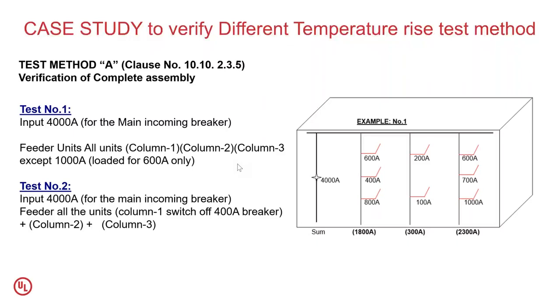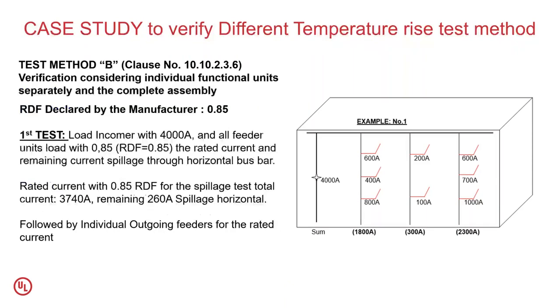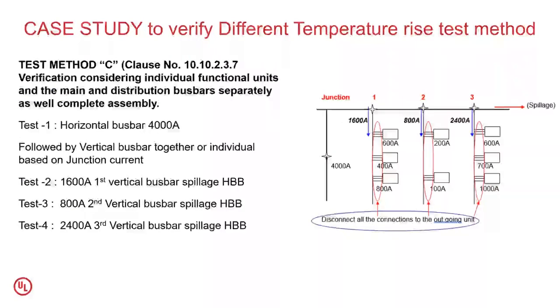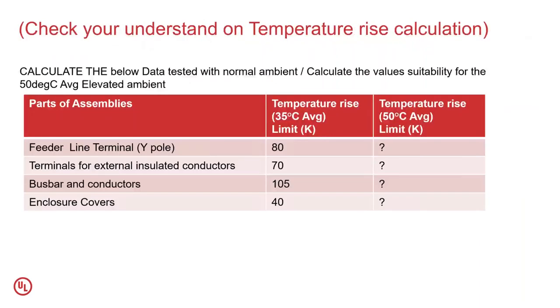Now I think it is very much clear in temperature rise: test method A, test method B, test method C under 10.10.2. Only these test methods we are going to follow during our type examination certificate. Clear? Can I take a quick check on what you understood now?